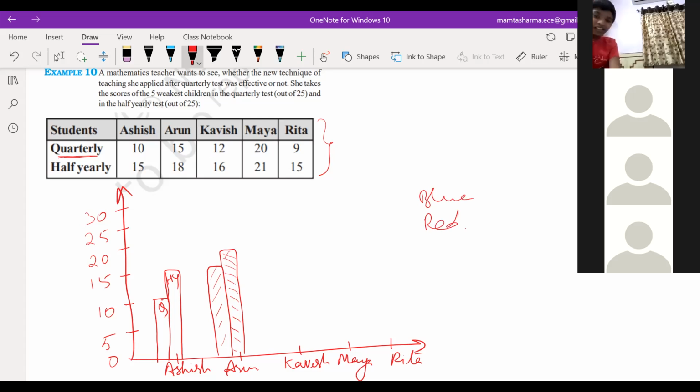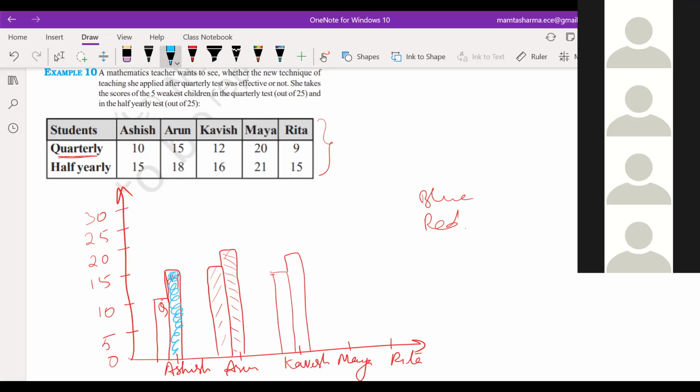Kavish, 12. Half yearly it is 16. This is for half yearly, this is for half yearly.